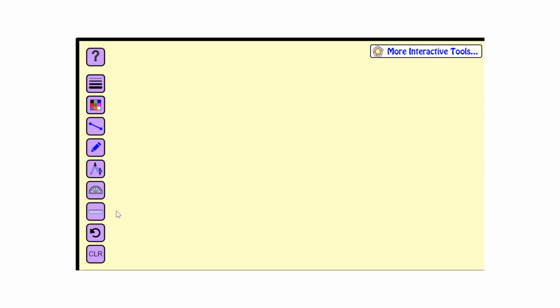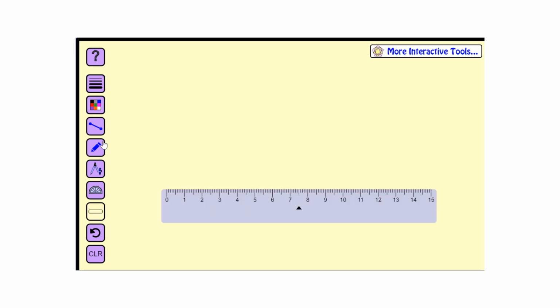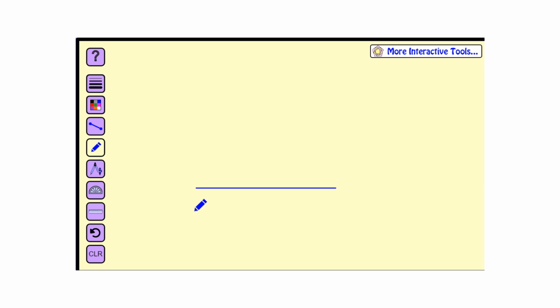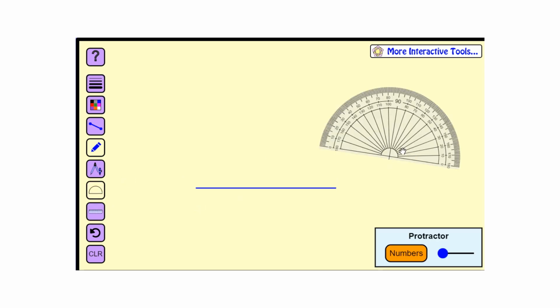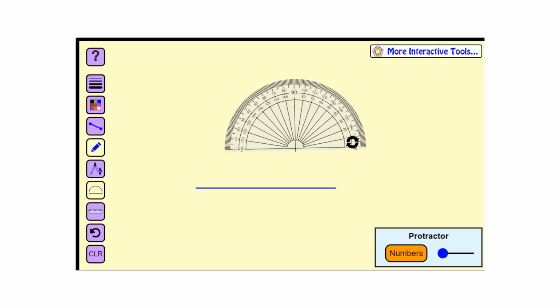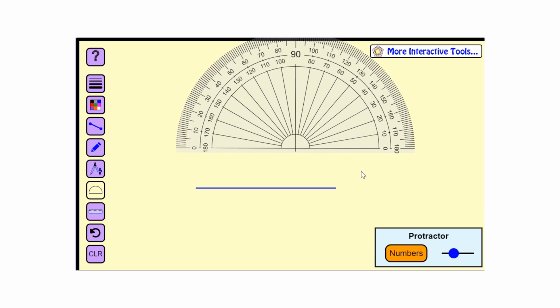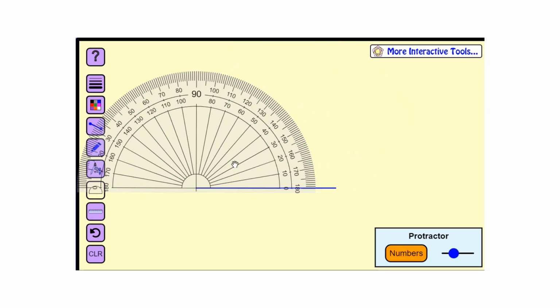So let's draw an angle. Any size will do. I'm going to show you how to draw an angle that is, let's say, 80 degrees. I'm going to place it here. So 80 degrees will be this point here.